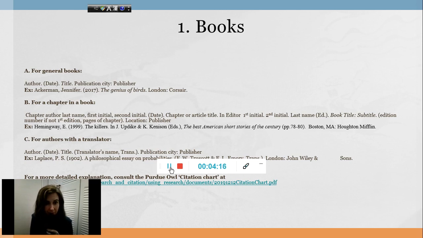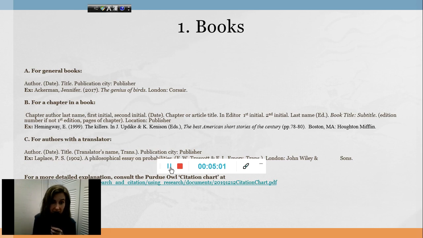Okay, we have an example here. Hemingway, Ernest Hemingway, 1999. So that's when the book was published. Or it might have been a later edition, though, obviously. And it has a period, and the name of the story is The Killers. And the editors are Updike and Kennison, and the book title is The Best American Short Stories of the Century. So this would be like a compilation of short stories. So therefore, you'd have to include the editors in that.